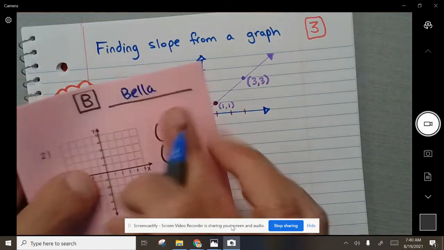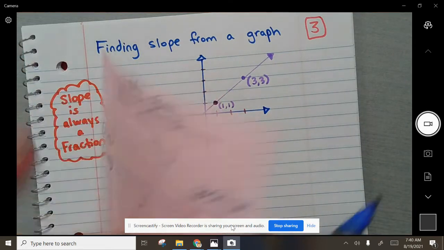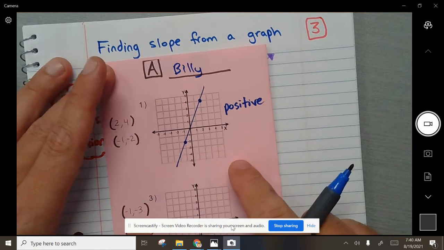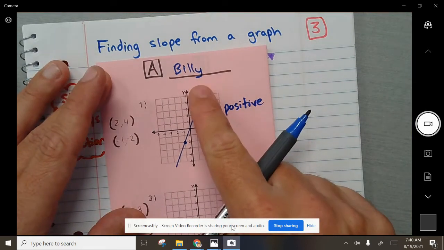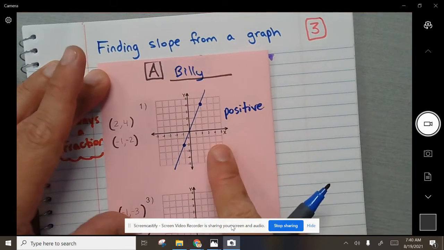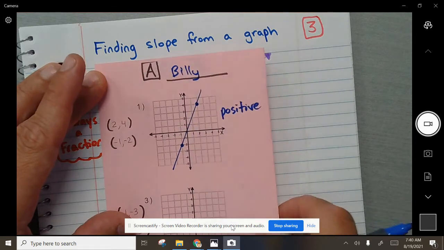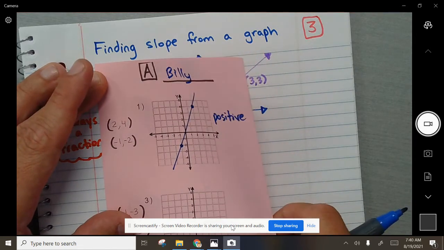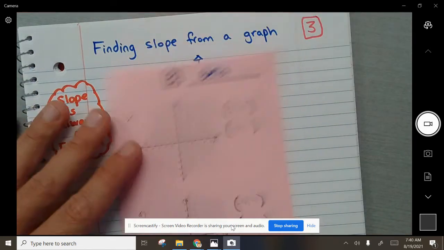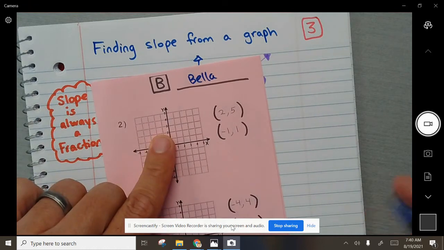So Billy is working on it, does the problem, while Bella is looking over his shoulder to make sure he's doing it right. When Billy finishes, Billy looks at Bella and says, "Do you agree with this?" And Bella goes, "Yes." And then guess what? Billy then has Bella work on it.